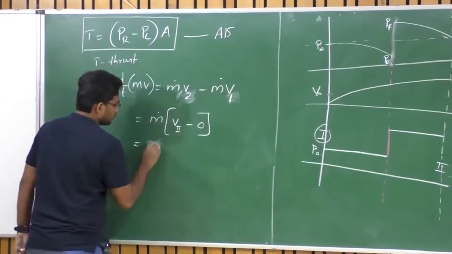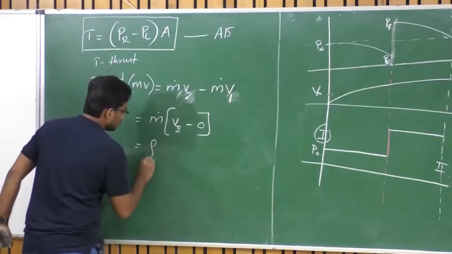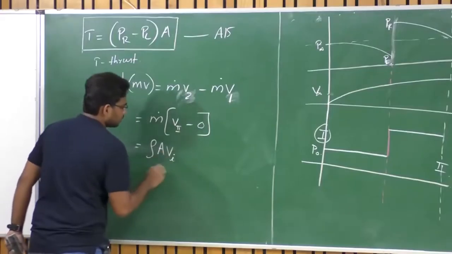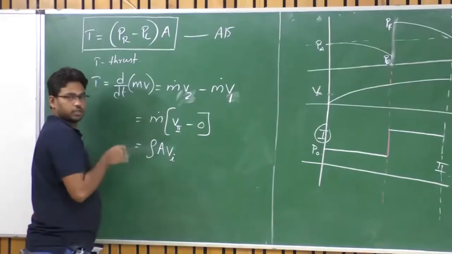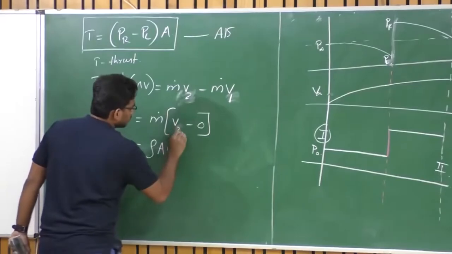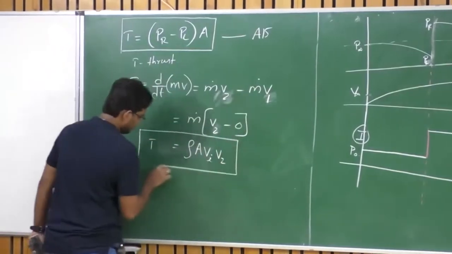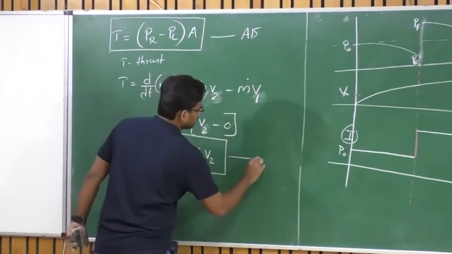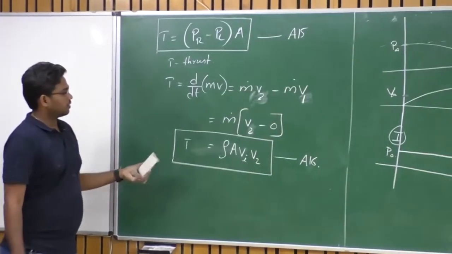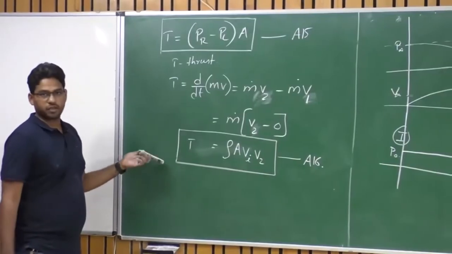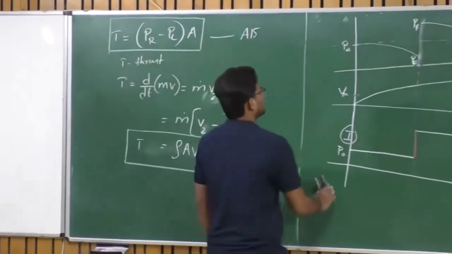What we have is rho A. So the mass flow rate is due to this disk. At this disk, we can have rho A V, which is the mass flow rate m dot, where A is the area of the disk and V I is the velocity induced at the disk, times this velocity V2. This is the thrust generated because of this mass flow rate, a change in momentum. So equations A15 and A16 represent one and the same thrust that is being generated. Am I correct?